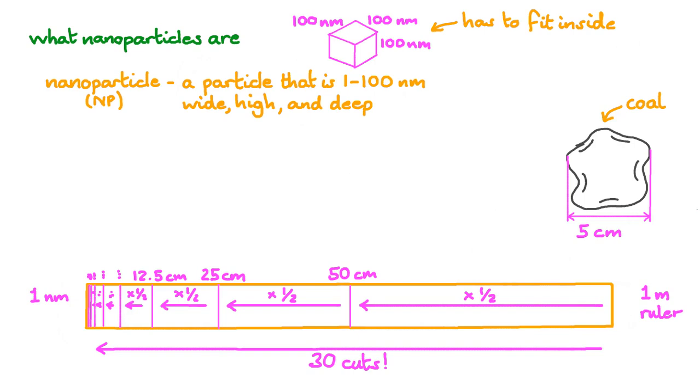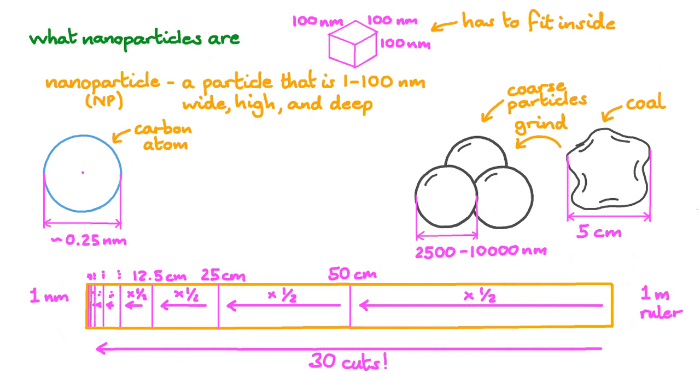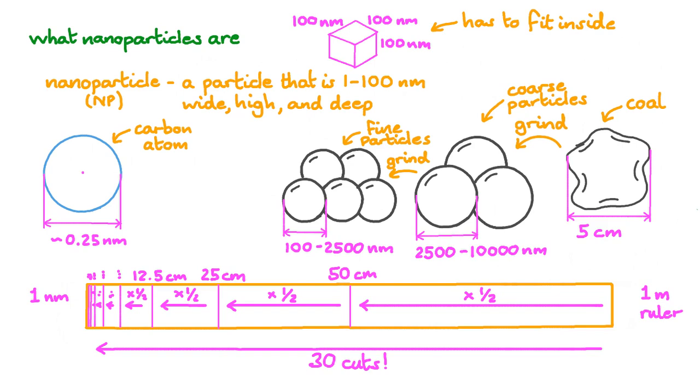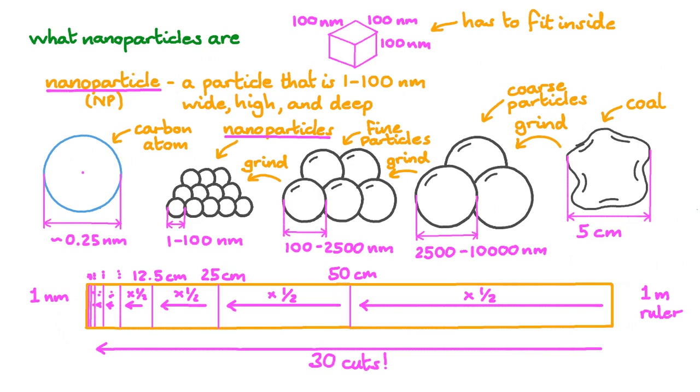At one end, we have a piece of coal that's about 5 centimeters across that can fit in the palm of your hand. At the other end, we have a single atom of carbon that's about 1/4 of a nanometer across. We can take the big piece of coal and grind it into smaller pieces. Particles between 2,500 and 10,000 nanometers are called coarse particles. If we keep grinding, we'll eventually get to the level of fine particles, which are between 100 and 2,500 nanometers. And if we're very persistent, we might break those particles into nanoparticles, between 1 and 100 nanometers in size.